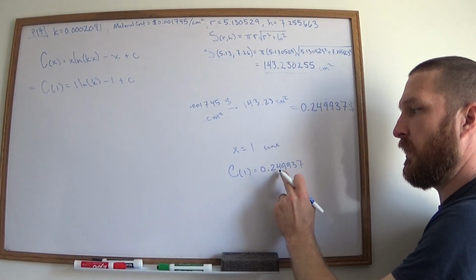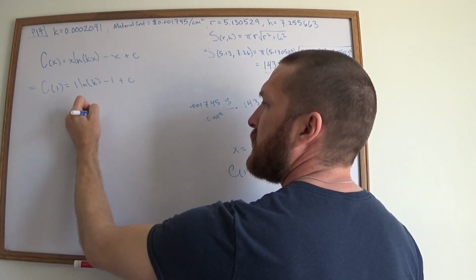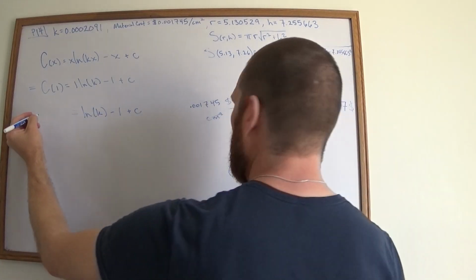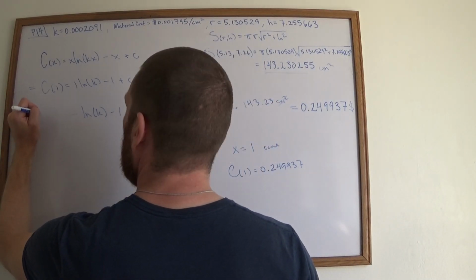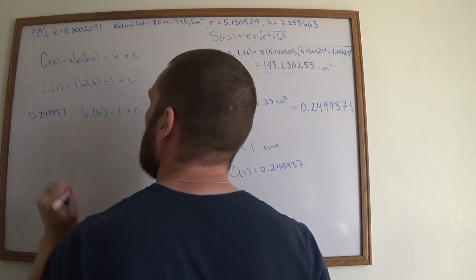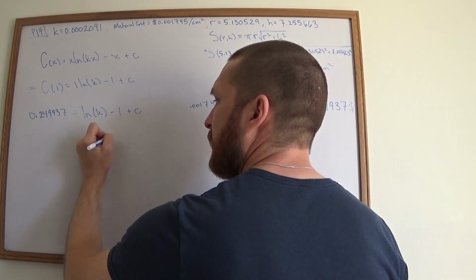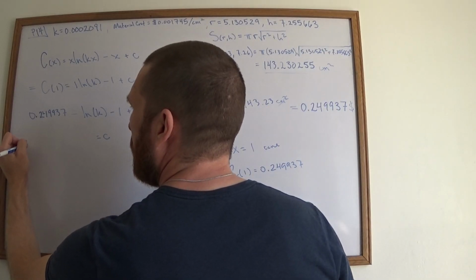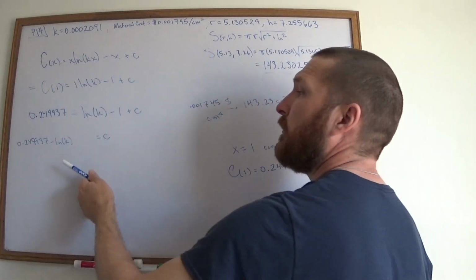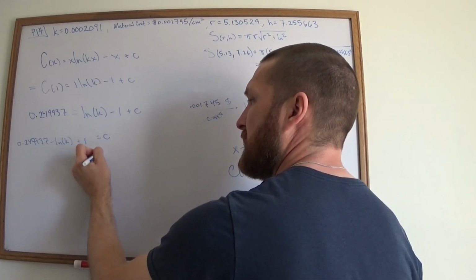So that's what I'm going to use right here. When I plug in a 1, I get this out. So I plugged in my 1, the x has become a 1. All I have now is log k minus 1 plus the constant. That needs to equal 0.249937. So let's get everybody over. I could get the c by itself by doing this: 0.249937 minus log k. I'm going to wait till the end to plug that k in. And then add 1 and I should get my c.